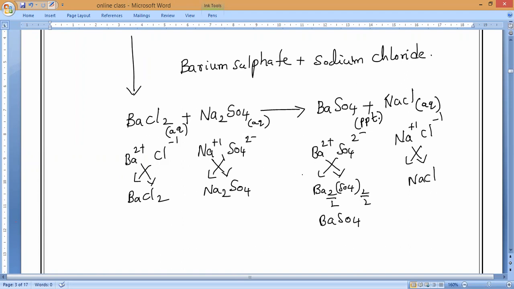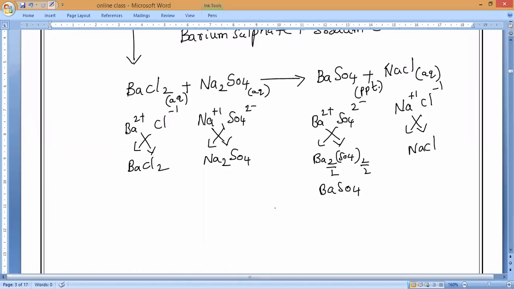Barium sulfate. Understand? Yes or no? Yes, sir. So now remember, this is the indicating example of the formation of a precipitate in the aqueous state. Clear, everybody? That is what I want to say. Now, any doubt in this, you can ask me.